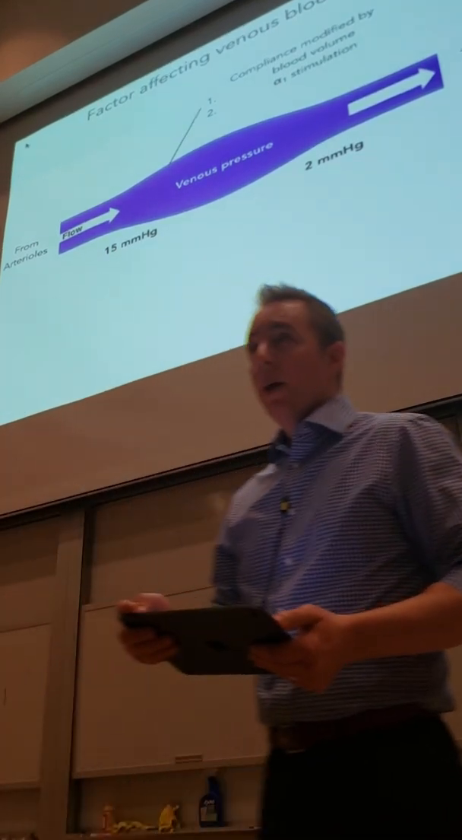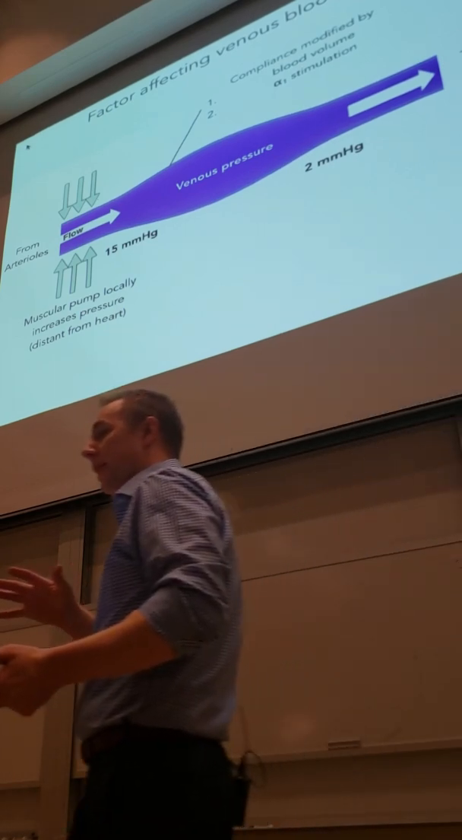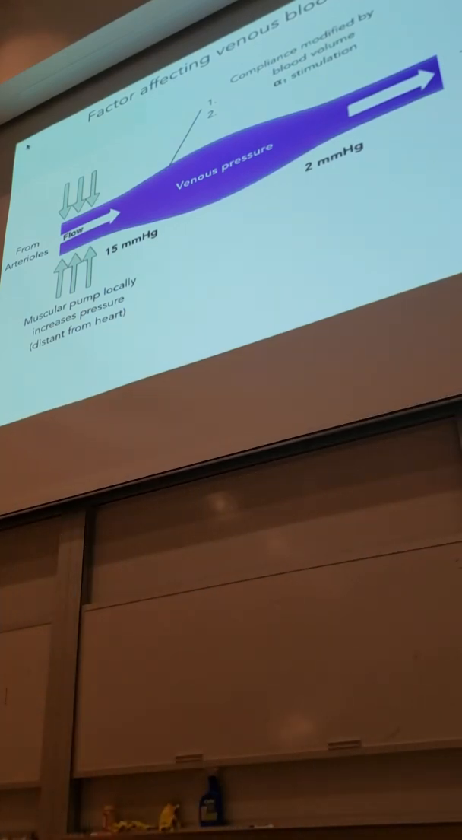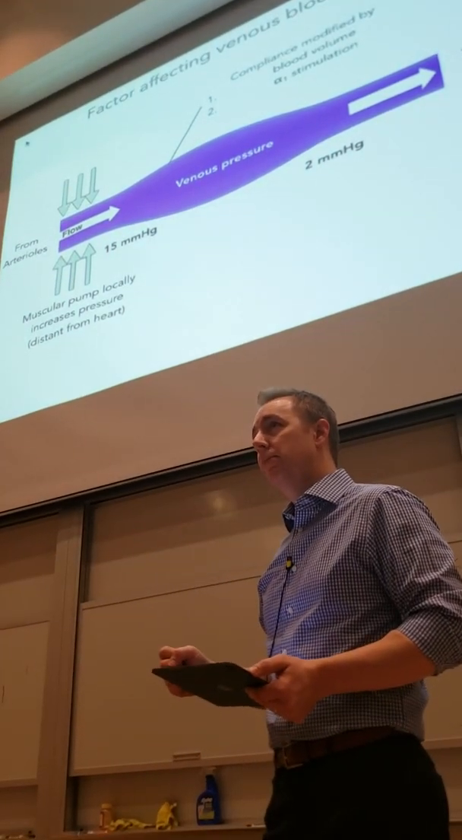Where the skeletal muscle and the respiratory pump fit in is that when the skeletal muscles contract, they're pushing on the outside of these vessels, and they're adding to the pressure on those smaller veins that are far away from your heart. So 15 might temporarily get boosted up to 20. Temporarily.